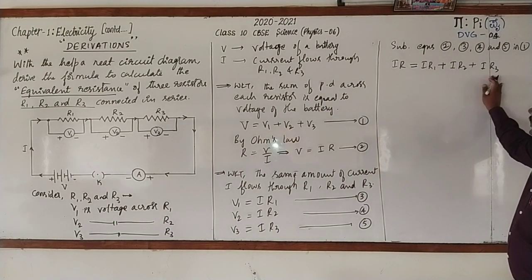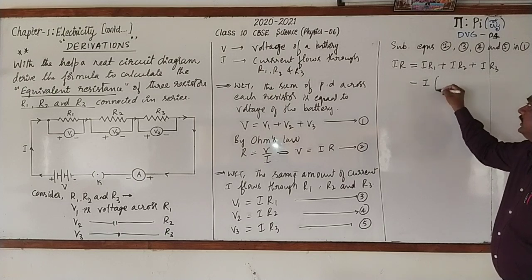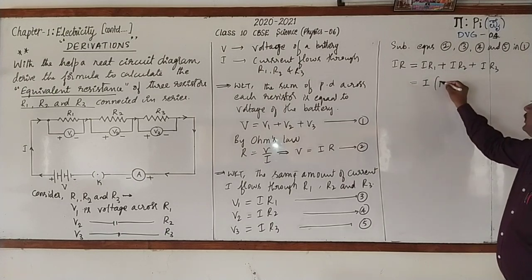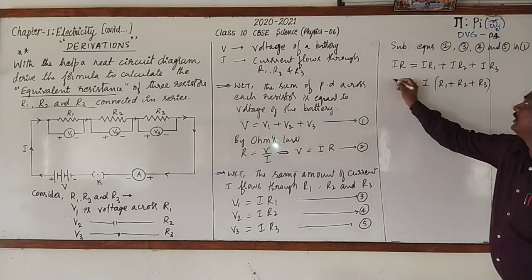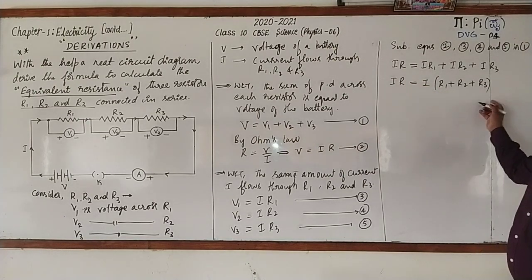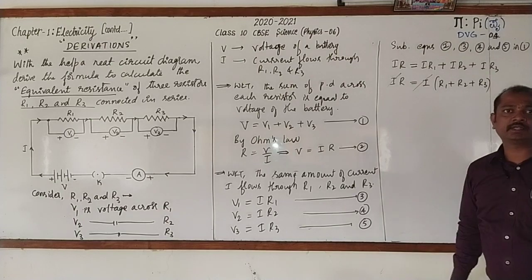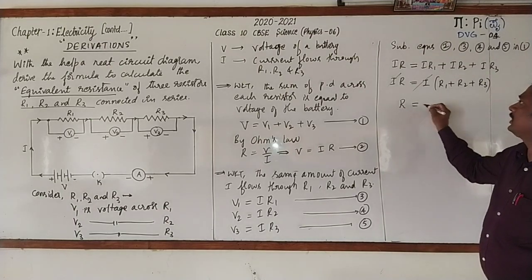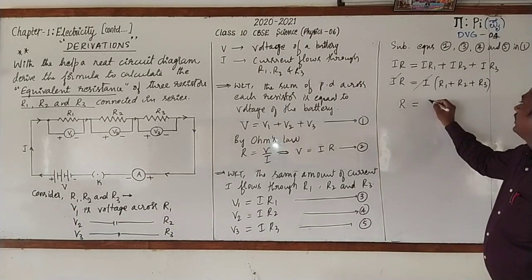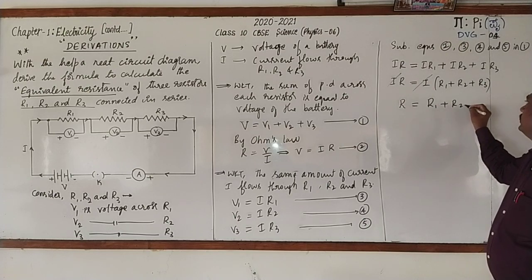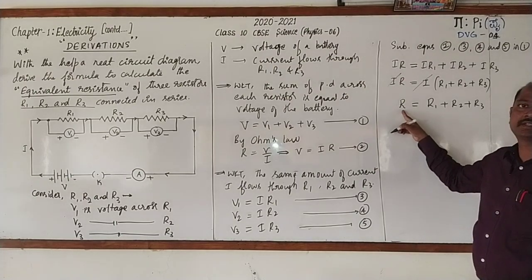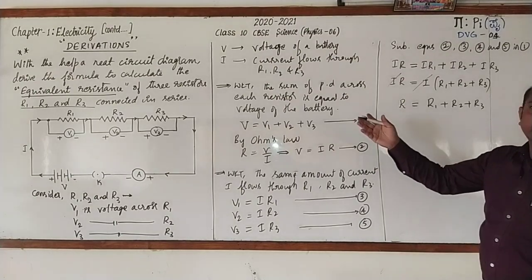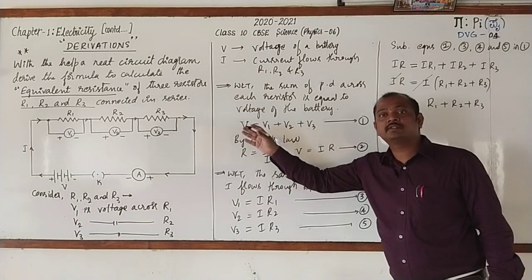Now observe here, in RHS we have I as common factor. Then remaining R1 plus R2 plus R3. Then I is equal to this much. I and I get cancelled. Now R is equal to R1 plus R2 plus R3. Clear? Now I go for taking RS in place of R, because here we have connected the resistors in series.